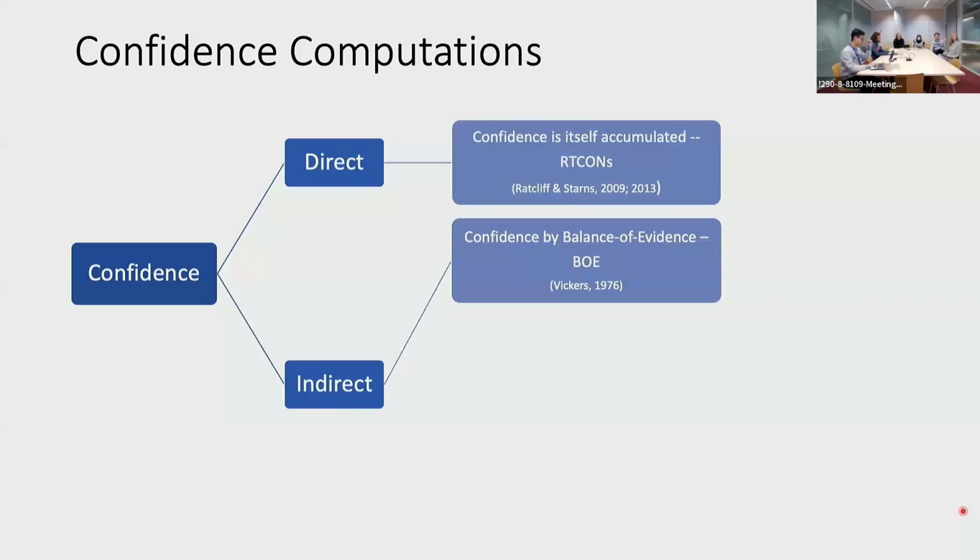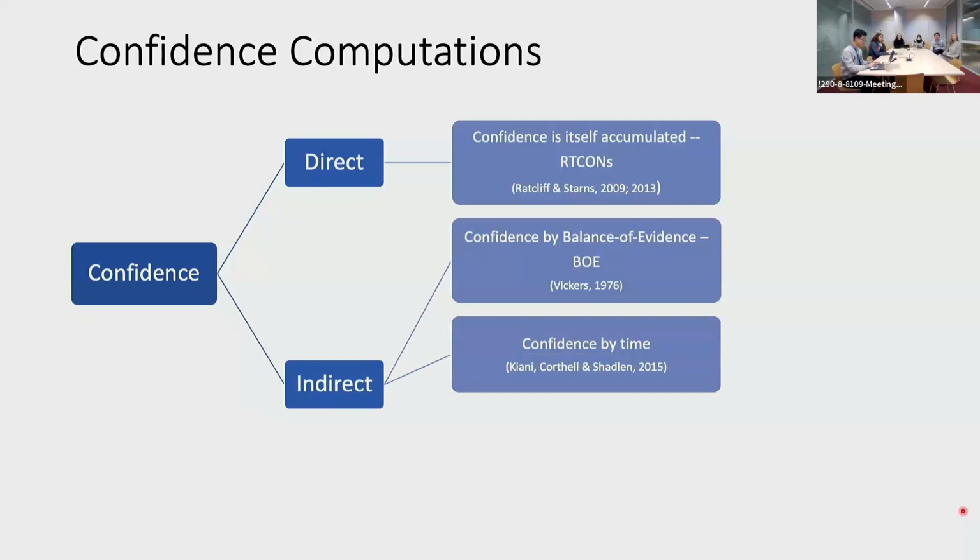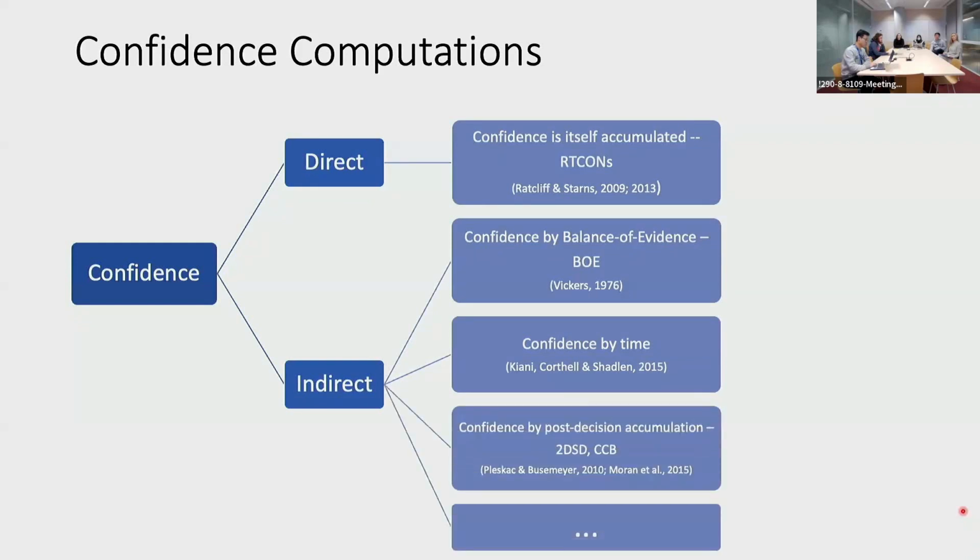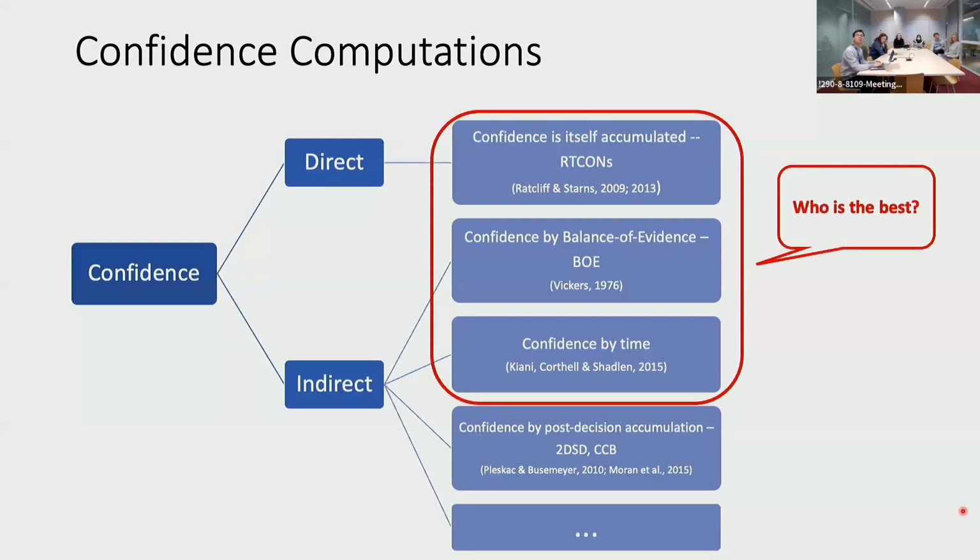Confidence can also be a product of time. When people take a long time to make a decision, they will assume that they're not quite confident, whereas if they can respond quickly, they are probably quite confident. Alternatively, confidence can be a product of an additional accumulation process after choice. But this post-decision accumulation is only possible with two-stage judgments, where you make a choice first and then a confidence judgment. In our study, we are only doing simultaneous judgment of choice and confidence. So the overarching goal here is to test and compare these three approaches.